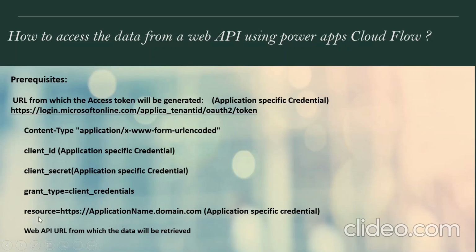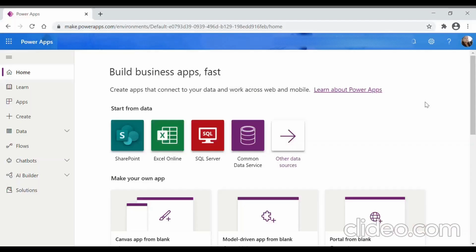Next is the resource. In the resource, we'll have to mention the URL of the application. This is not the web API URL; this is the URL of your application which is actually using the Azure App Service, and again it's going to be an application specific credential. Finally, we will need the web API URL from which we have to pull in the data. So these two URLs are different: one is the application URL, and the other is the web API URL from which we'll be retrieving the data.